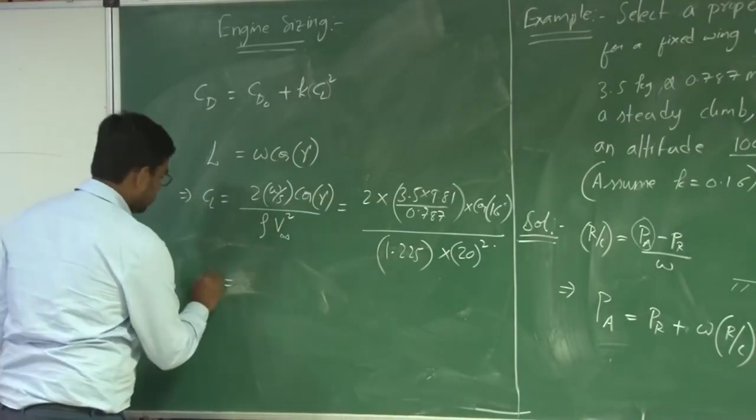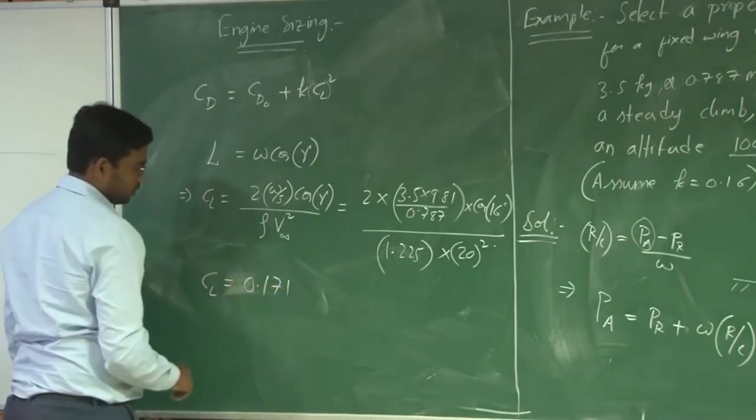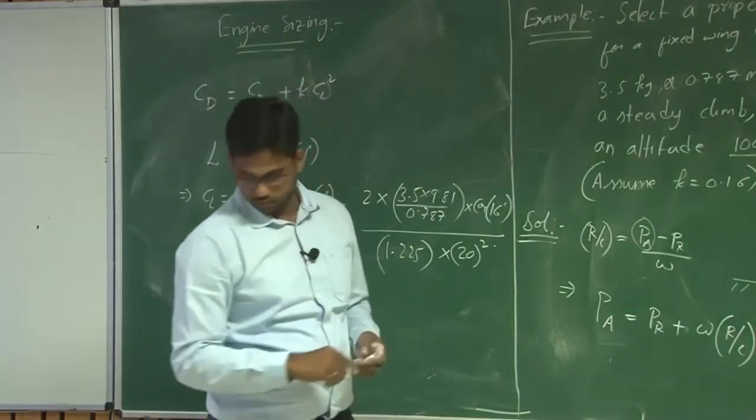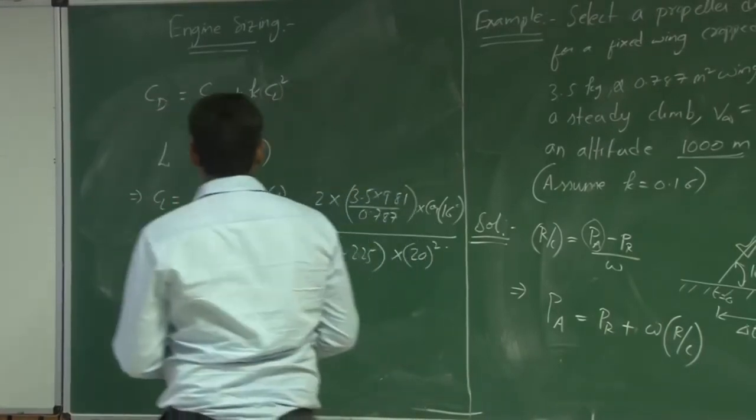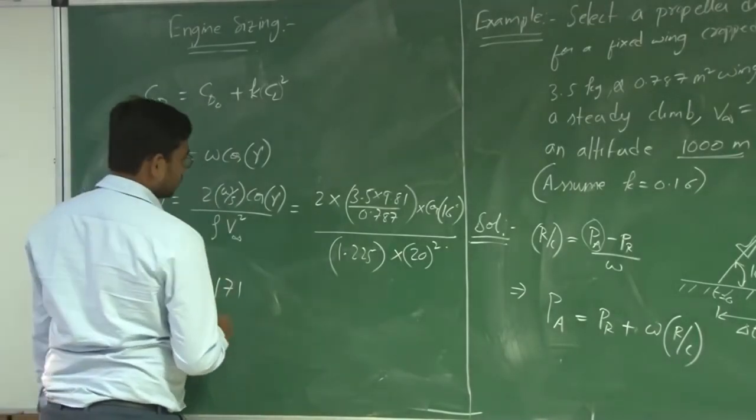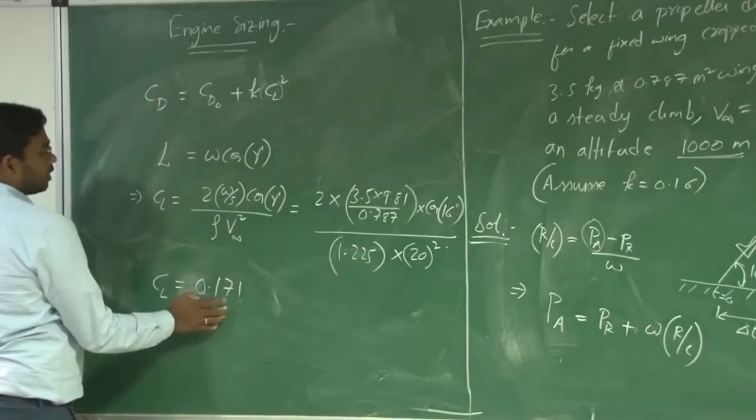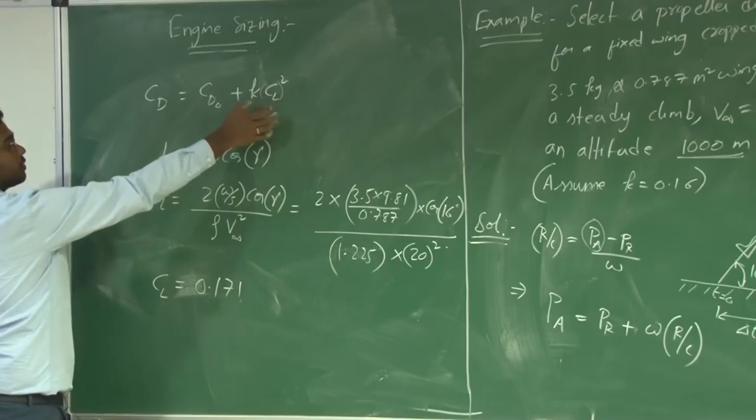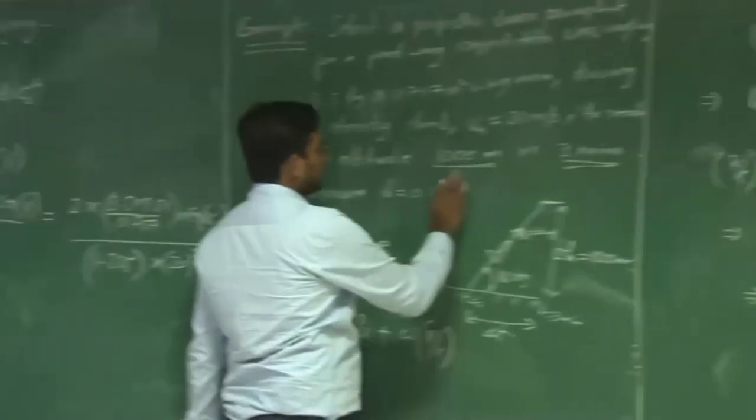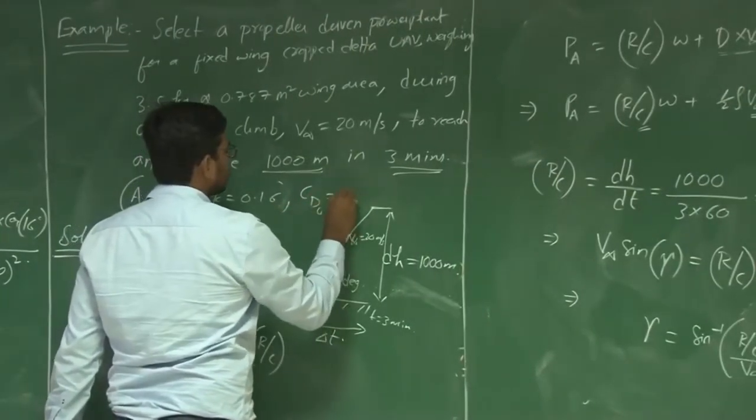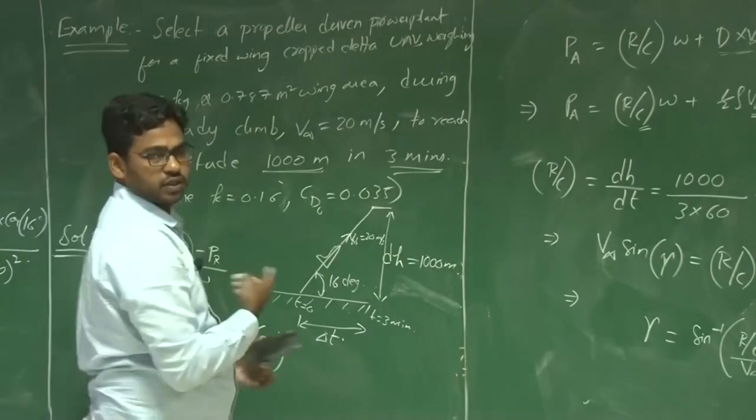So what is the CL value here? CL is equal to 0.171, right? If I'm not wrong, 0.171. Now you have the value of CL, you know what K is, you substitute the values of CL and K in this equation, right? CD naught should be given in this question. So let us take CD naught equal to 0.035. You can refer to your previous example that we have solved.